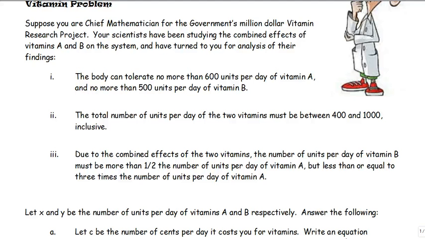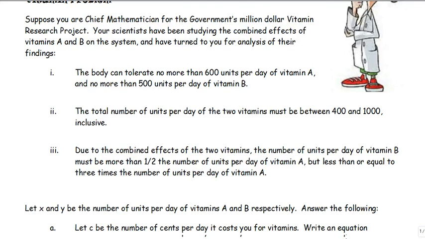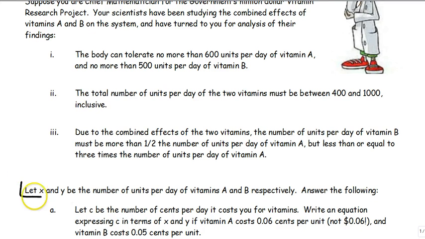Again, the key is the equations at the beginning. First of all, it says let x and y be the variables, x for vitamin A and y for vitamin B. So, first thing I'm going to do is come up with some equations. The first one: the body can tolerate no more than 600 units per day of vitamin A, so that means x has to be less than or equal to 600. And I'll make that orange.